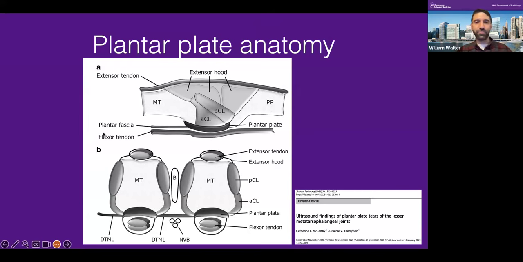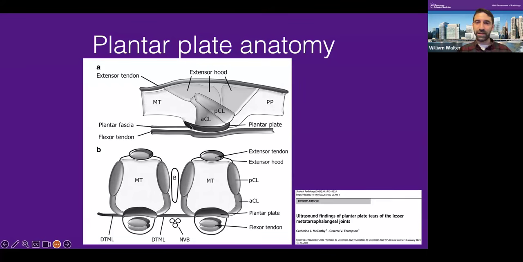I am not here to teach you in-depth anatomy in this area, partly because it's rarely clinically relevant, and we also just can't see each of these individual structures very well on any imaging modality right now. So it wouldn't really serve much purpose. But the plantar plate is this fibrocartilaginous structure.